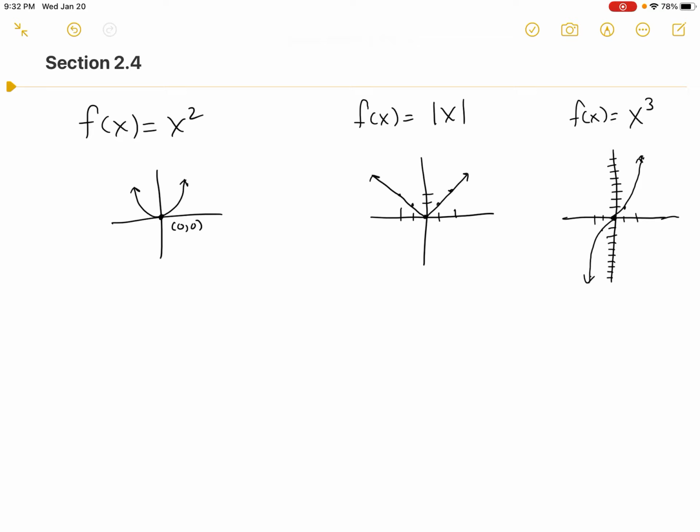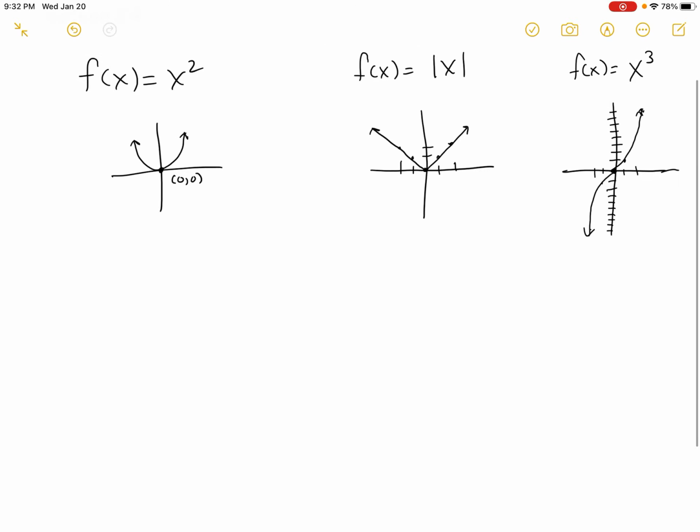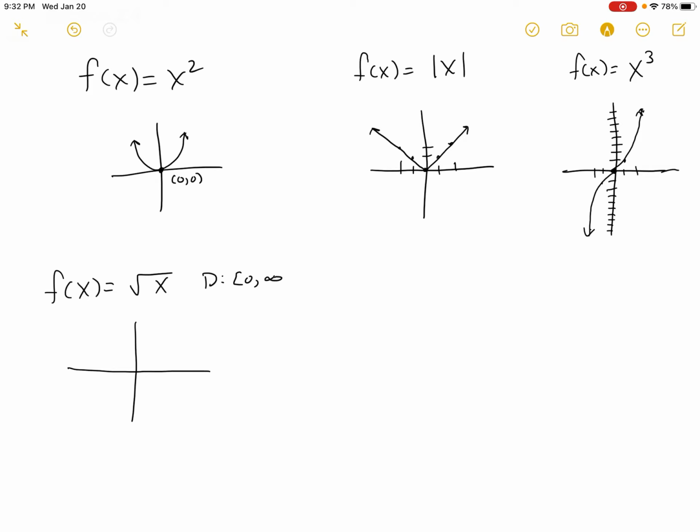There are some other ones that we'd like you to know about. f of x is equal to the square root of x. We'd love for you to know what that is like. You know that the domain of this function is from 0 forward. You can't plug in a negative. So the domain is from 0 to infinity. That's the principle of square root. It starts at 0, and then it just goes up like this. It steadily increases, and it looks like it's leveling off, but it actually just keeps going up to infinity.